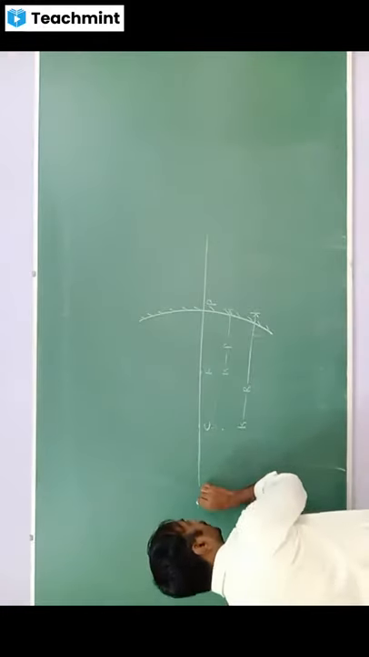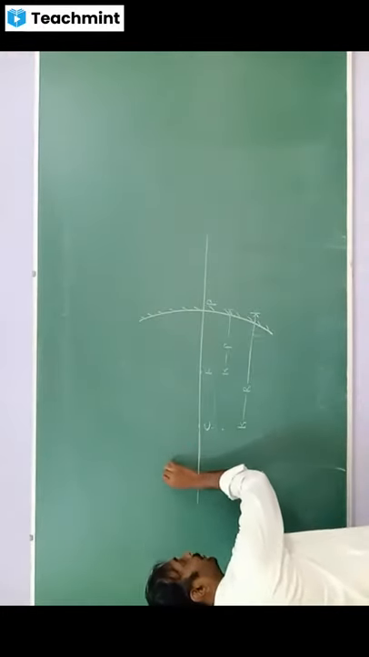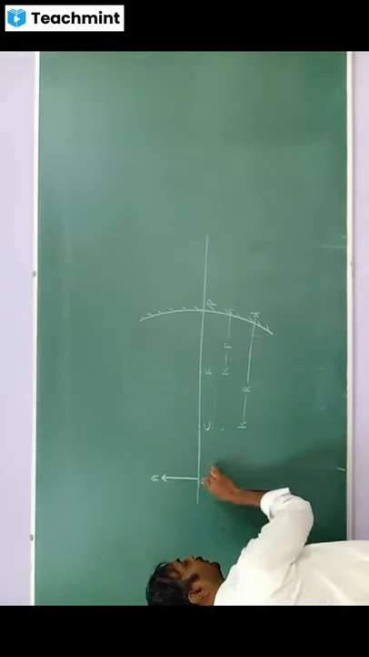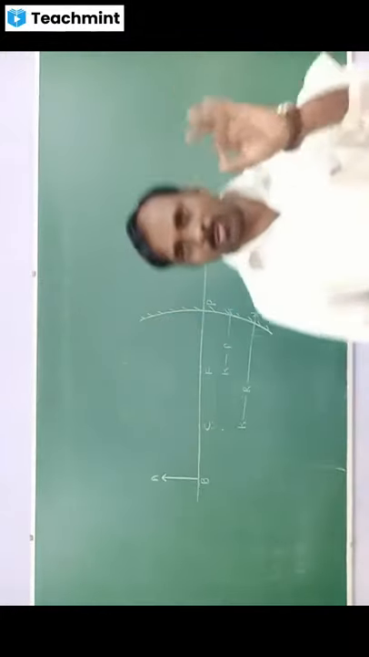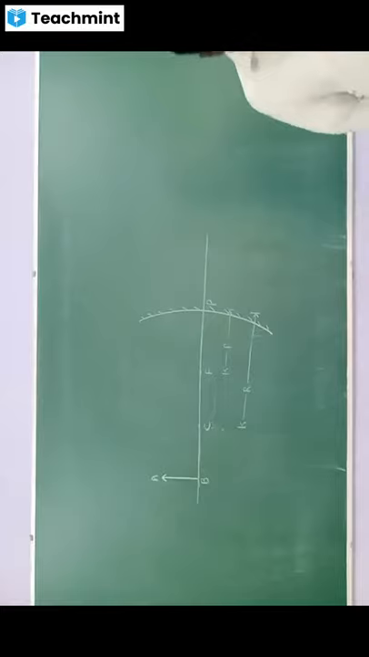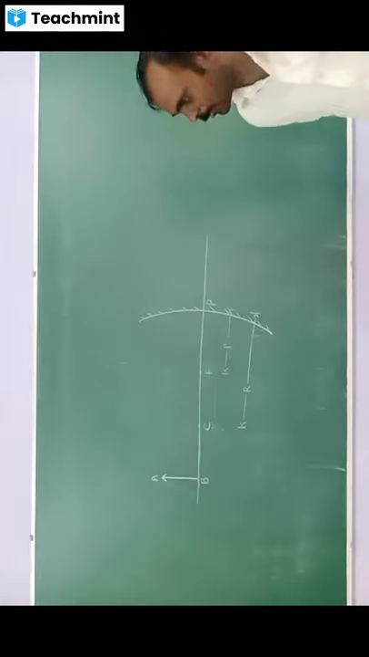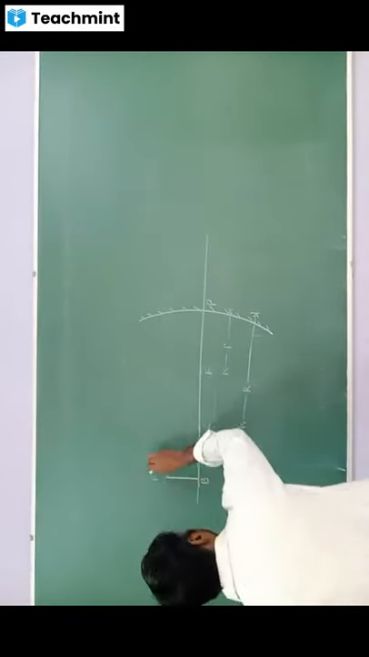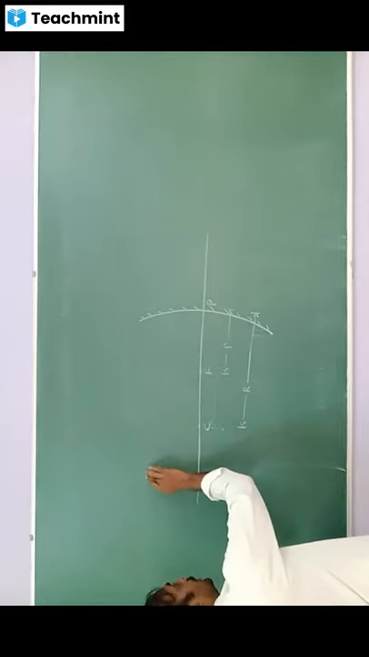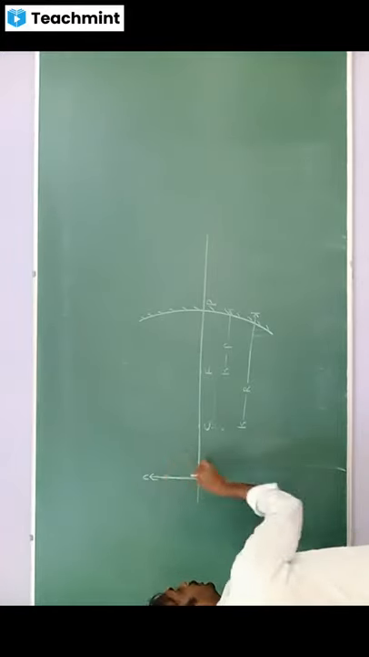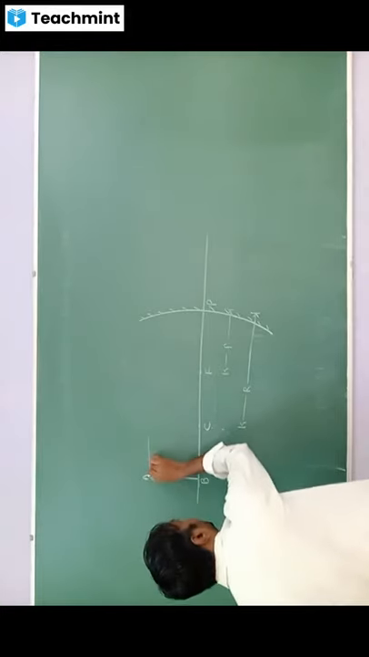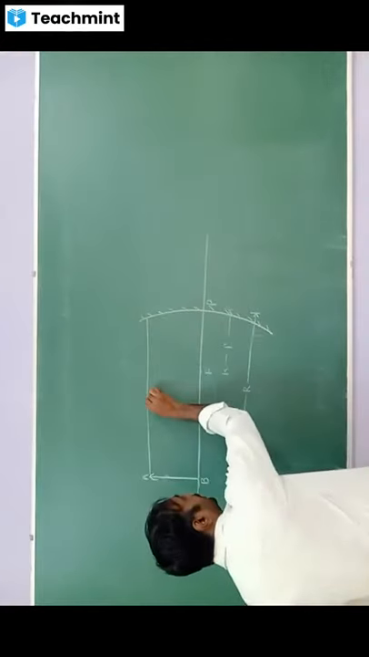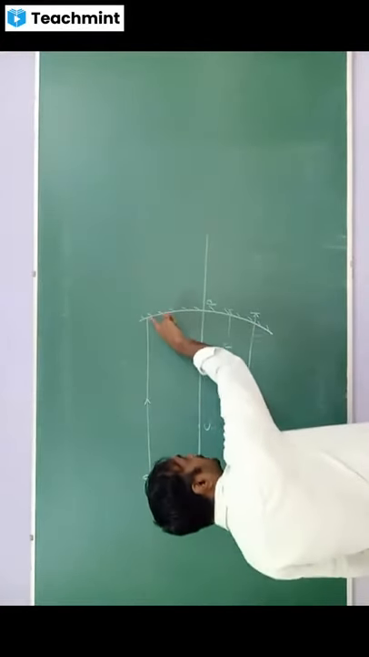Now let us consider a linear object AB placed perpendicular to the principal axis in front of the concave mirror. Here this is the linear object. So, one light ray from A travels parallel to the principal axis and is incident on the concave mirror.